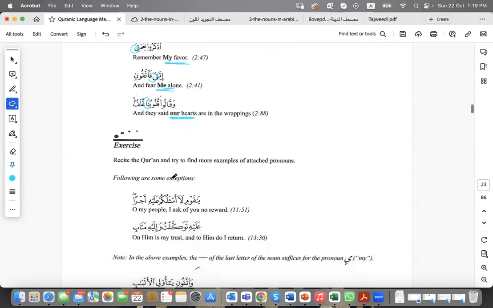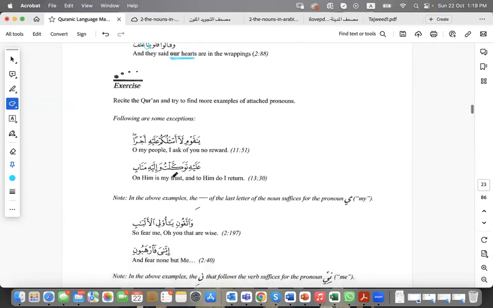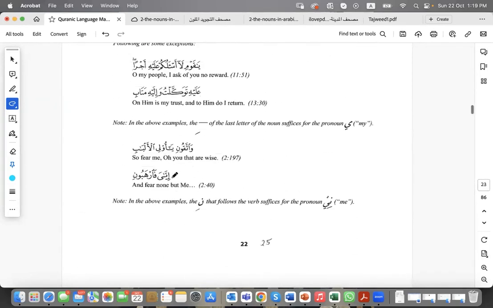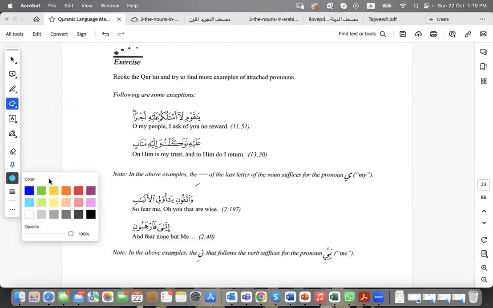So try to find more examples in the Quran, inshallah, please, and start with the ayat or the surah that you are accustomed to read, you're familiar with, and start looking at it in a different way. So one more thing before ending our lesson today is some exceptions that we need to be aware of.